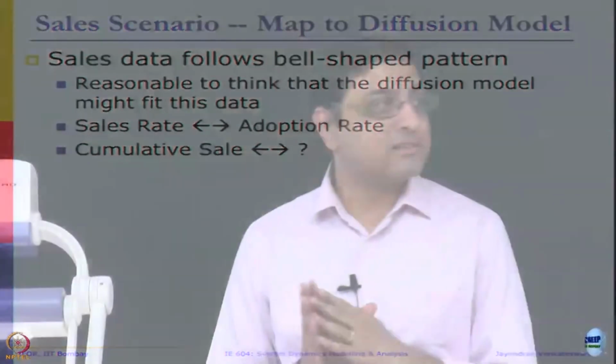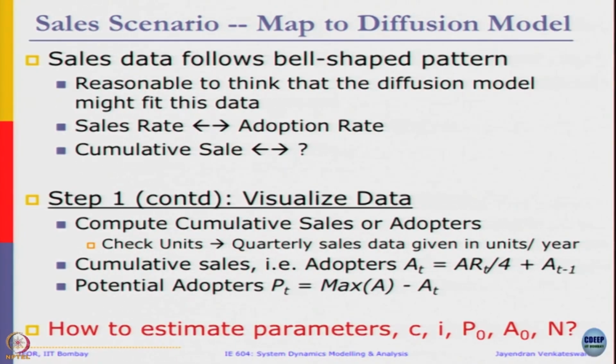Now that we have the sales rate and cumulative sales, we know that the sales rate increases and then decreases, so the underlying graph has to be S-shaped. It is intuitive, but we can go ahead and plot it and see what happens. The first step we are going to do is, we have the sales data, that is the only data we have. Based on that, let us figure out the cumulative sales data, plot it and see the curve. Then we will figure out how to estimate the parameters C, I, initial value of potential adopters, initial value of adopters, and the total population N. Okay. So, let us do that.